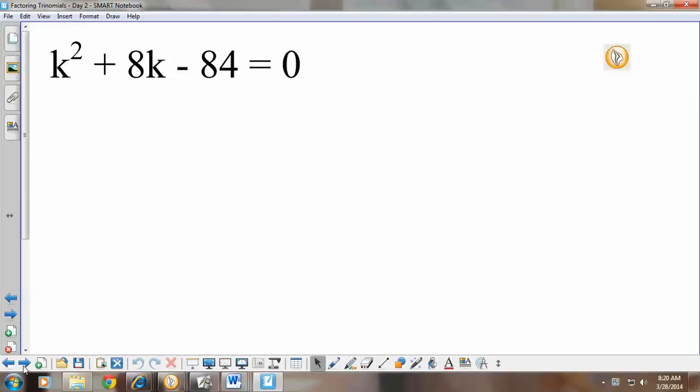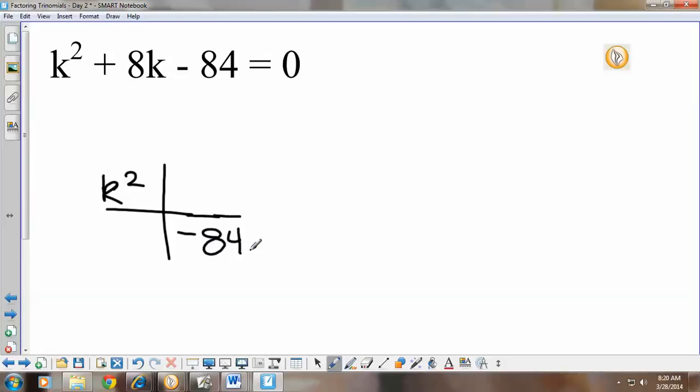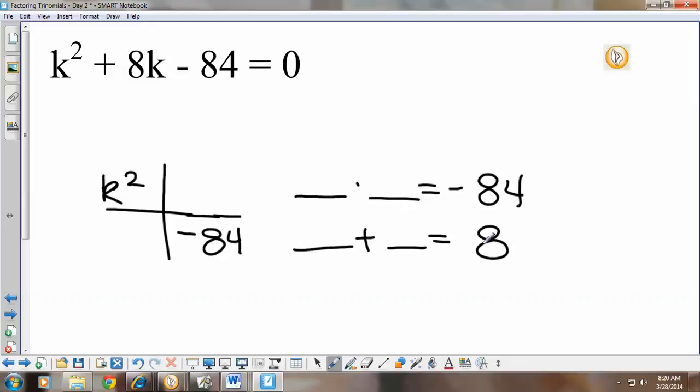Well, the only way to solve a quadratic, at least at this point for us, is to factor. Do we have a greatest common factor? We do not. Is it in the form of ax squared plus bx plus c? Yes, so let's set up our box. k squared goes in the top left. Negative 84 is going to go in the bottom right. I'm looking for two numbers that multiply to negative 84 and add to positive 8. What are those factors?